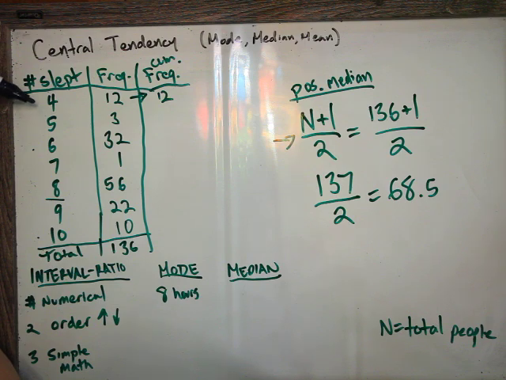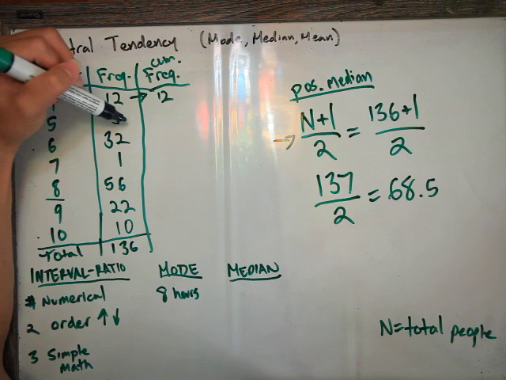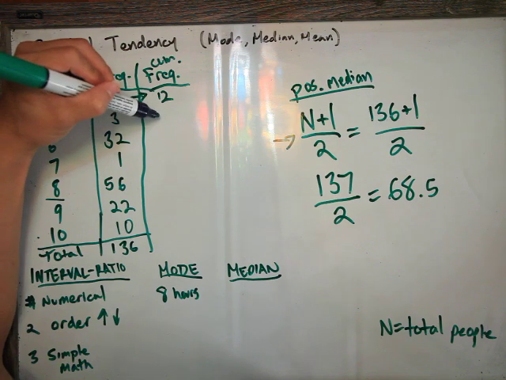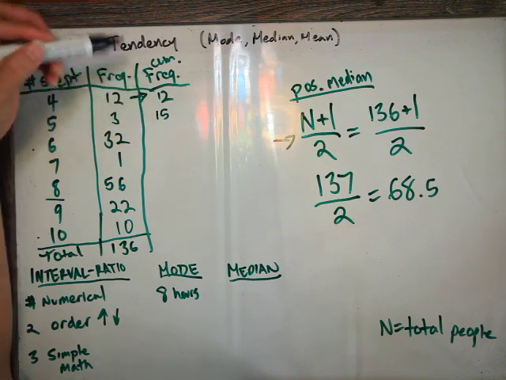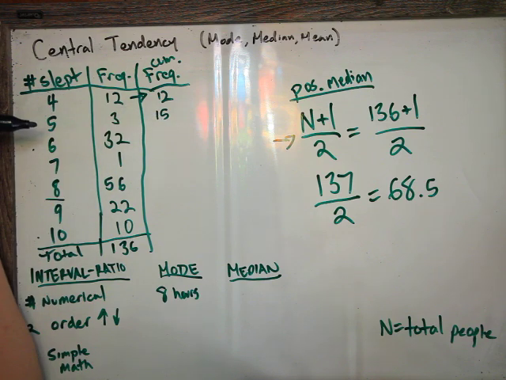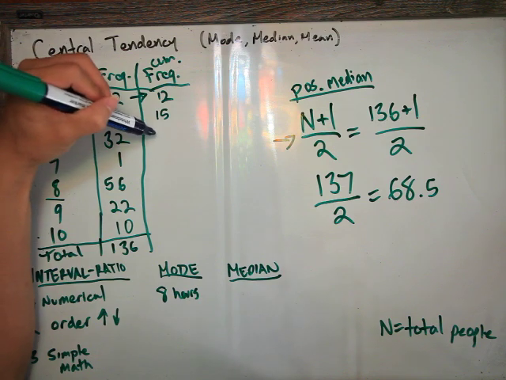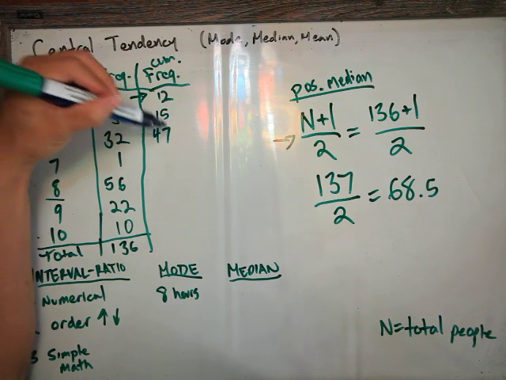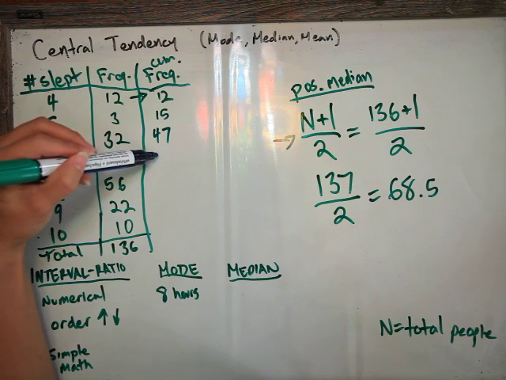slept 4 hours or less. In the next row, we're going to add 12 and 3 to get 15. Okay? Because 15 people slept 5 hours or less. We'll keep doing that. 15 plus 32, that's 47. Okay, plus 1, that's 48.